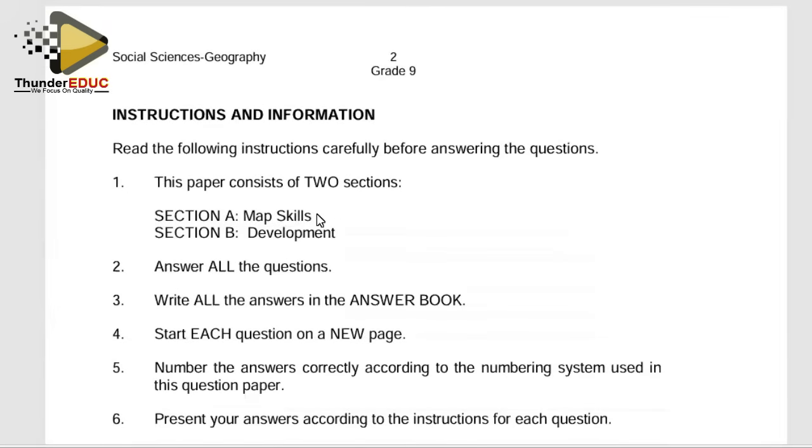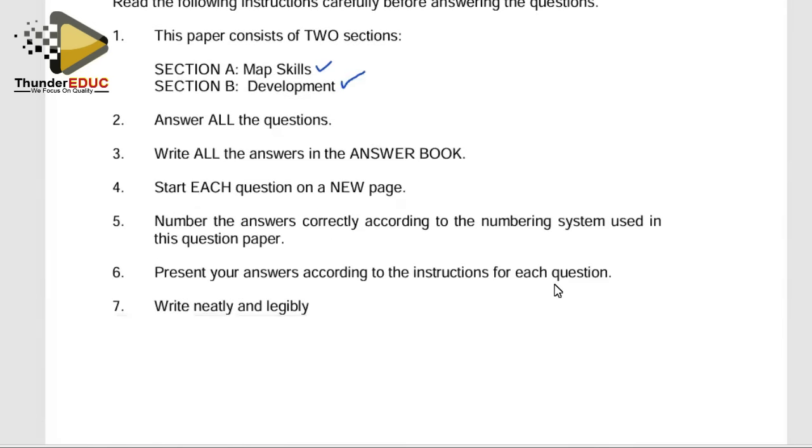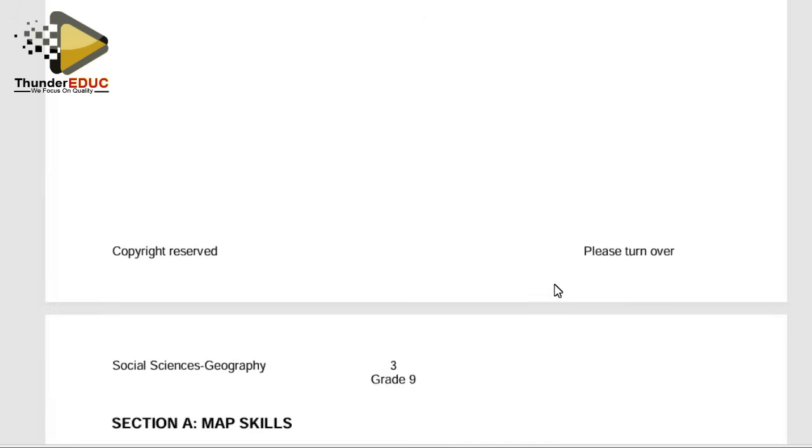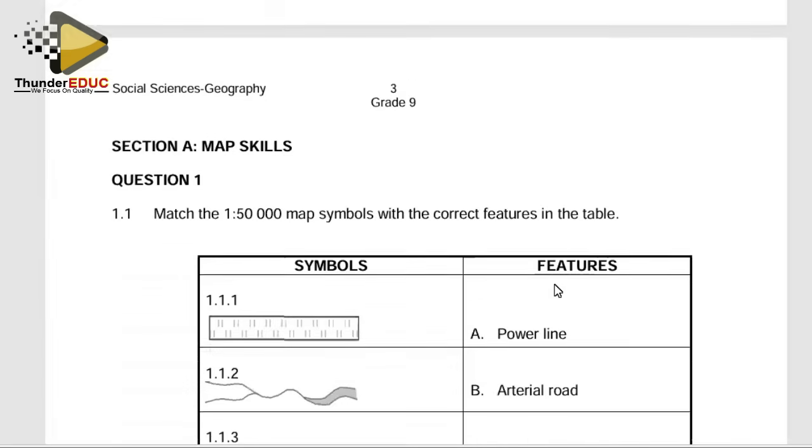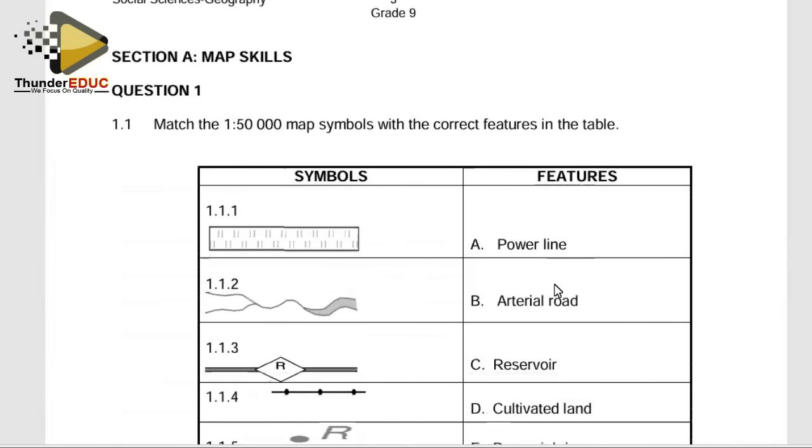The first section is made up of term 1 content, which is map skills. And then section B will be made up of term 2 content, which is development geography. So basically, that's the picture of the geography June test for grade 9. Right, without wasting much time, let's go to the questions and try to figure out how best we can get ourselves the right responses and why we chose those right responses. And we need to elaborate more on the content relevant to the questions.